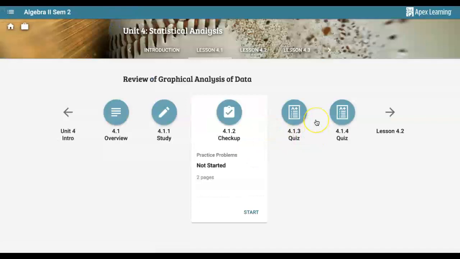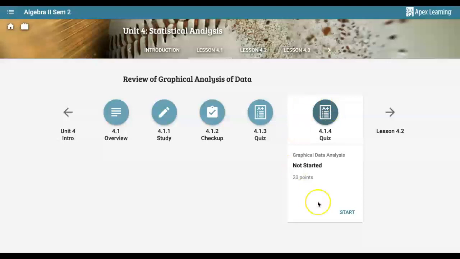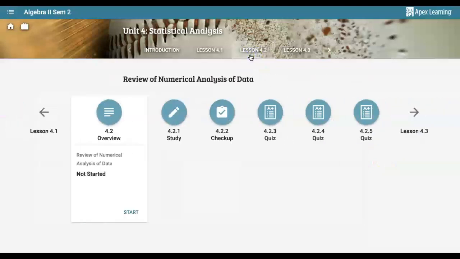Under this 4.1, we have two different quizzes. In general, types of data displays, so that's going to talk about the difference between the major types of data displays, what the different types of data are, all of that kind of stuff. And then the second quiz, the 4.1.4, is going to talk about actually analyzing the data, so more towards the end of this study: our mean, mode, median, all of that kind of stuff. So for 4.1, sorry, you have both of these quizzes here to try to finish up.